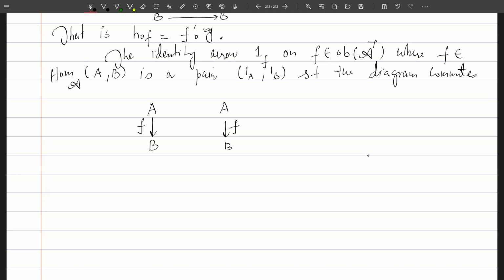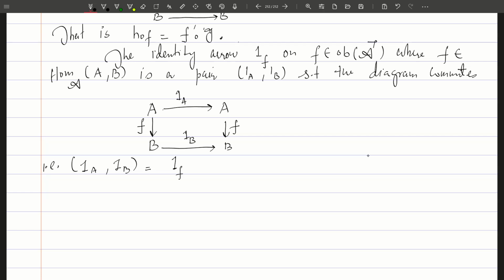So by this definition, we call that arrow the pair which takes A to A and B to B. Now A goes to A via the identity on A, and B goes to B via the identity on B. Since this diagram commutes, this gives the identity on A and identity on B, which is actually the same as the identity on the object F. So this pair takes the morphism F to F using this definition.